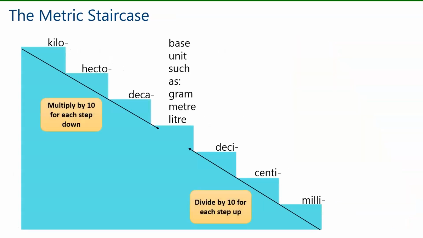So here's our staircase with the units filled in. In the middle of the staircase, you have your base units, such as grams, meters, or liters. At the top of the staircase, we have kilo, hecto, and deca, and below the base units, we have deci, centi, and milli. Each time you go a step down, you multiply by 10. For example, if I was converting from kilometers to hectometers, I would multiply my number by 10. For each step you go in the other direction, up the staircase, you divide by 10. So for example, if I was converting from millimeters to centimeters, I would divide by 10.